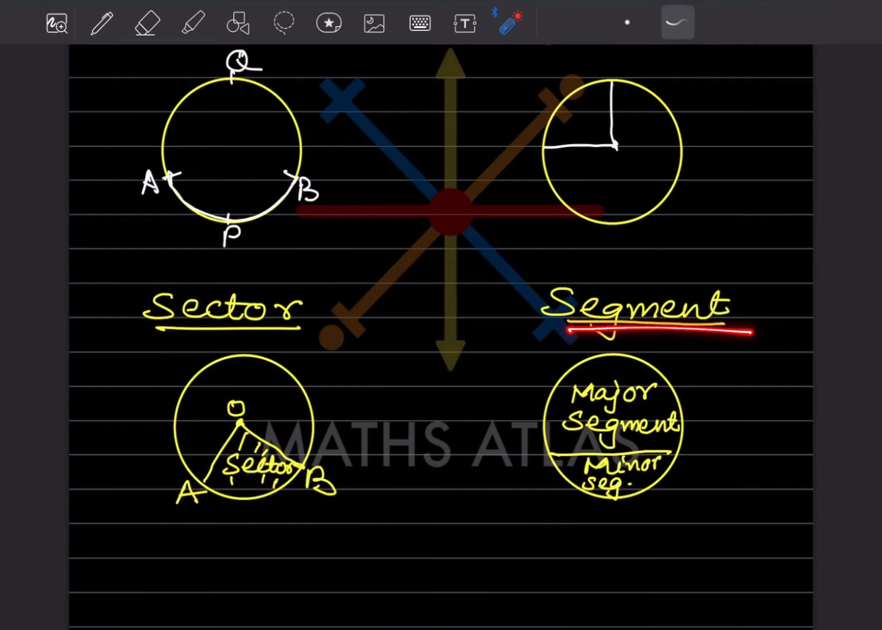Now regarding the segment. This is the center of the circle. If you draw a line like this, the small part is called the minor segment, and the part more than half is called the major segment. So the major segment is this part, and this is the minor segment, or it can be any way. It can be like this. This will be the minor one, and this is going to be the major one.